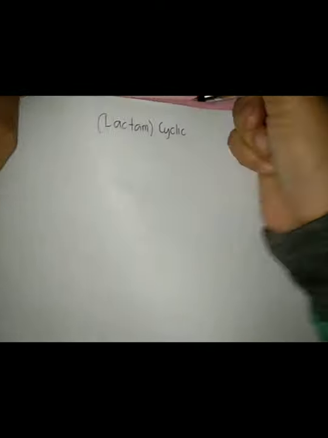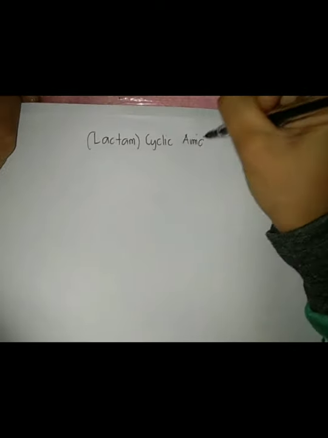I will discuss to you all about lactam. Lactam is a special name of cyclic amide. Lactam is a cyclic structure. Cyclic is a closed carbon chain, or a ring. So, I will show you an example of a lactam.